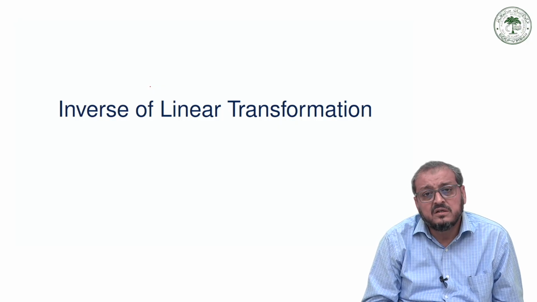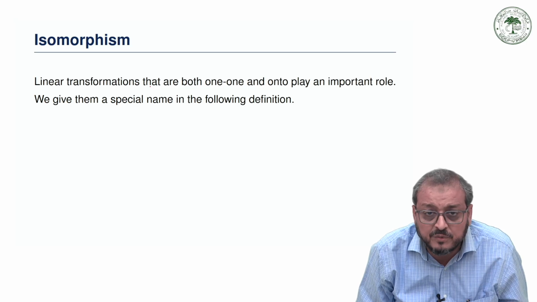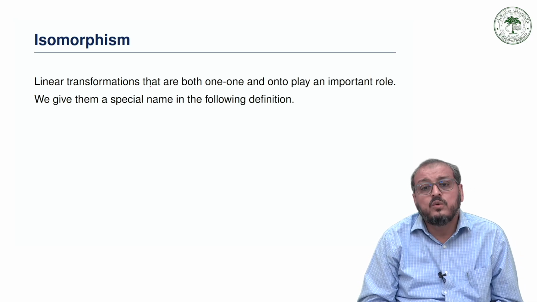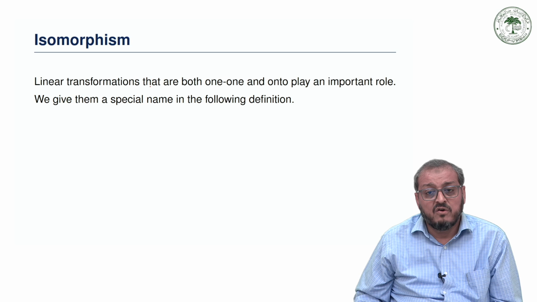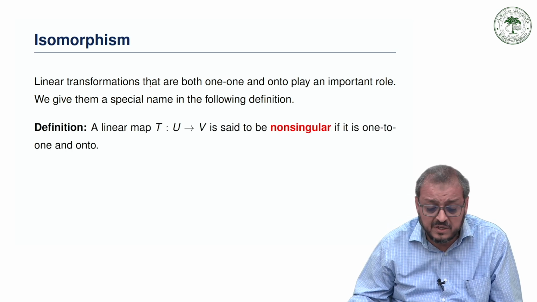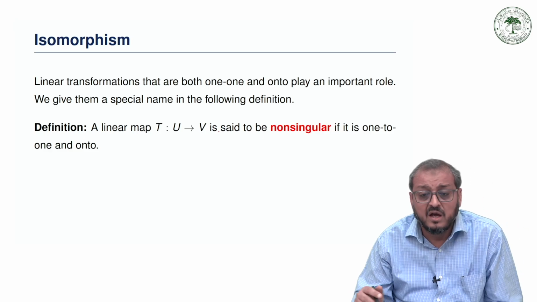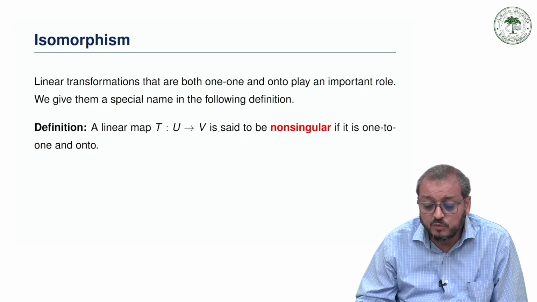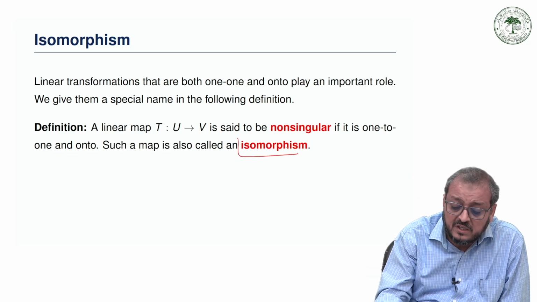In this class we discuss the inverse of a linear transformation. In the last class we saw that linear transformations that are both one-to-one and onto play an important role. We give them a special name with the following definition: non-singular, or sometimes also called an isomorphism. So a linear map T from U to V, where U and V are two vector spaces, is said to be non-singular if it is one-to-one and onto. Such a map is also called an isomorphism.